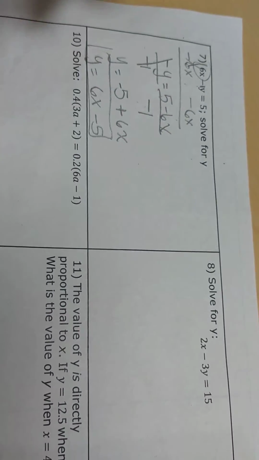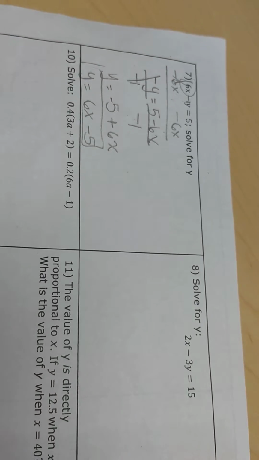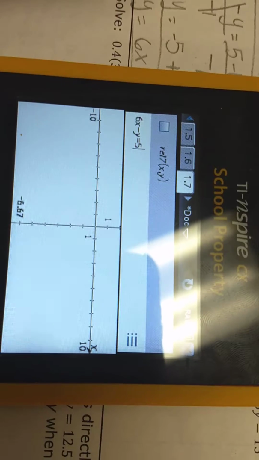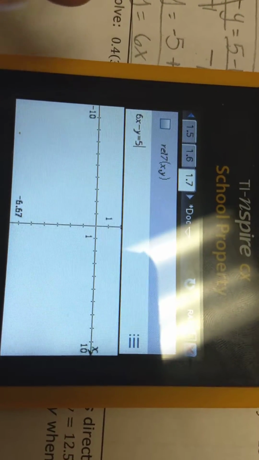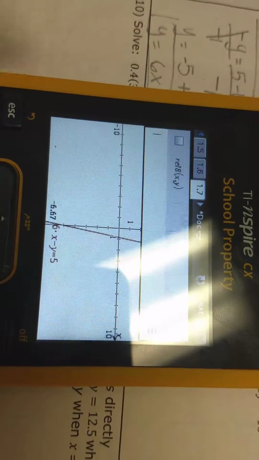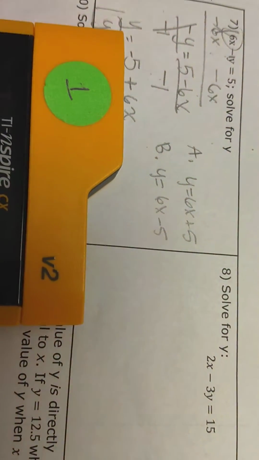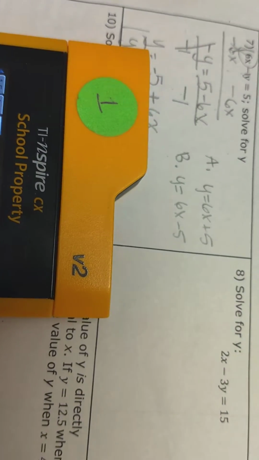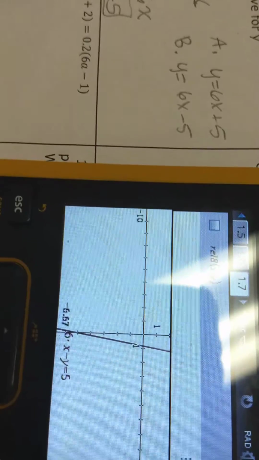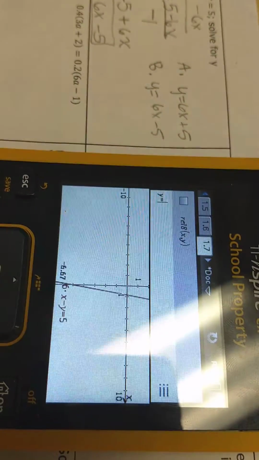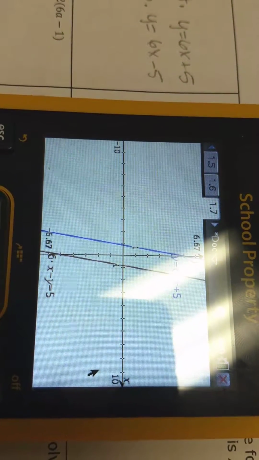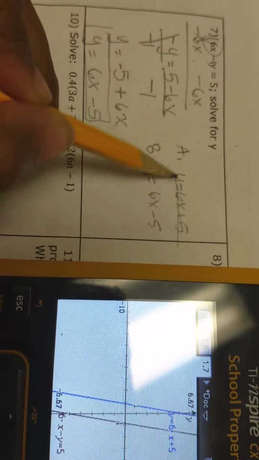Okay. We can do this in our calculator, where we go to graph, we delete the equal, we plug in the equation, we press enter. We have a starting point. Now we press tab, and because it's a multiple choice test, we're going to put in the first option, y equals 6x plus 5. So we type in y equals 6x plus 5. That is a different line, so that is not the answer.